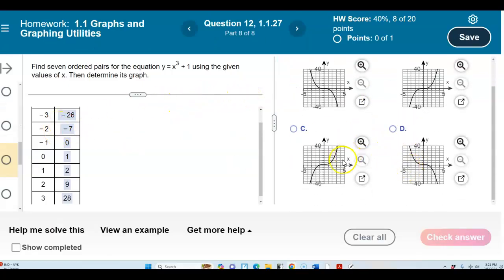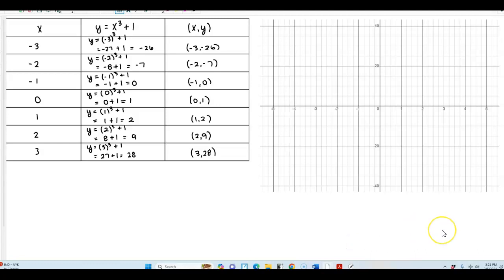Now we need to find out which graph it's going to look like. So let's go ahead and graph this. The first ordered pair is -3 and then -26. You can see here that the x values go over -1, -2, and so forth, but the y values are increments of 5. So 0, 5, 10, -5, -10, -15, -20, -25, and so on. So we have first -3, -26. Here's -3, and then we're going to go all the way down to -26, which is approximately right there.